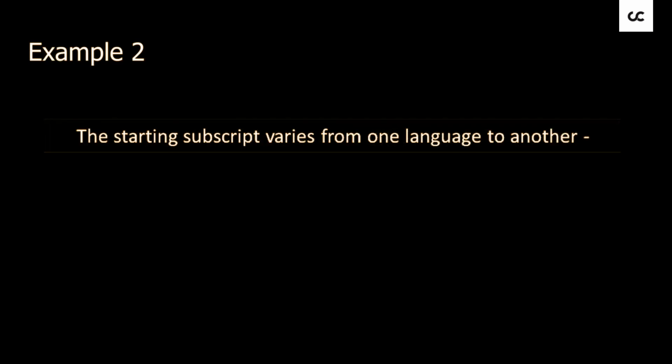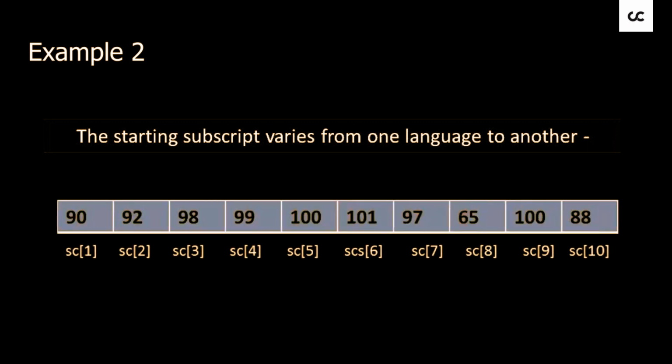Now, the starting subscript varies from one language to another. What I mean to say is there are some programming languages where the subscript might start from 1, and in languages like C, C++ and Java, the subscript starts from 0. For example, suppose I am using a language whereby the first subscript starts from 1. This is the same array that I have shown you in the previous example, in which we store the scores of 10 students.